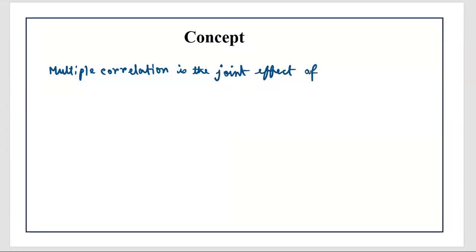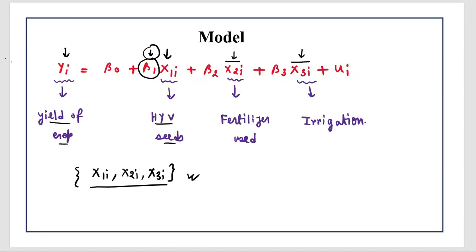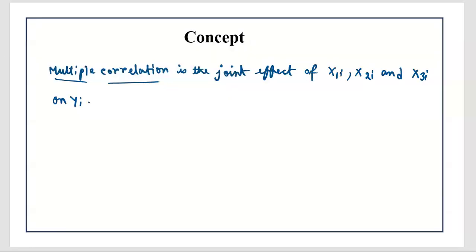Now let me formally write everything for you. Start with multiple correlation. Multiple correlation is the joint effect of x1i, x2i, and x3i on yi. So this will be the multiple correlation. In multiple correlation, we consider all these explanatory variables. We want to know the joint effect of all these explanatory variables. That will give us the multiple correlation.